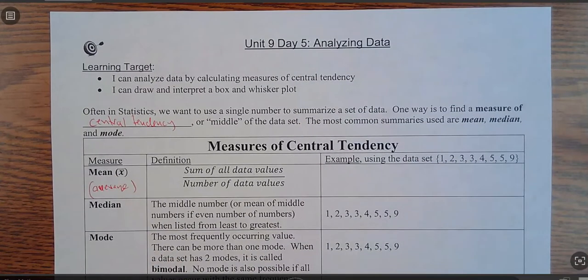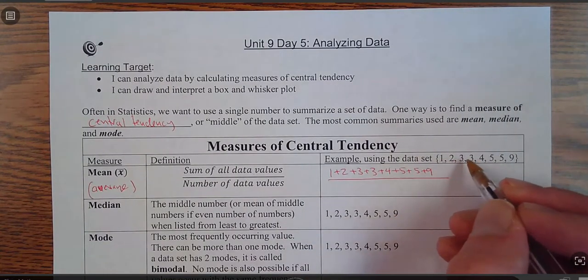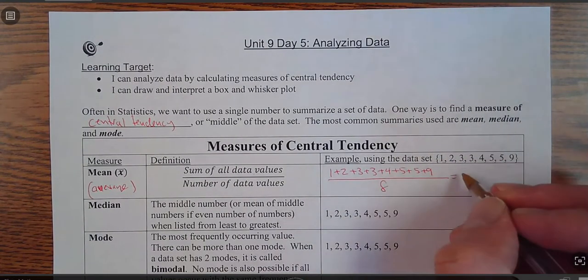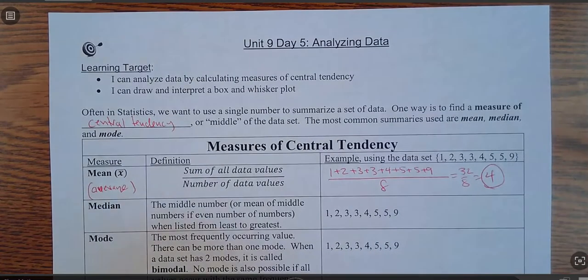I'm going to add up those numbers, and I'm going to divide by 1, 2, 3, 4, 5, 6, 7, 8. There are 8 numbers there. If I add those up, that's 32 divided by 8. So 4 is the average. The middle of the data is about a 4.